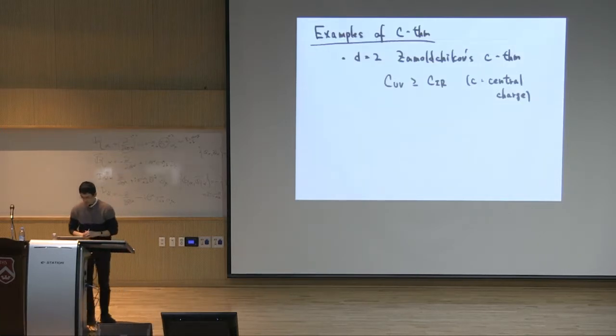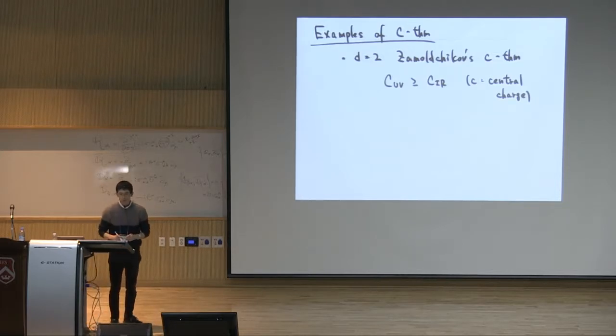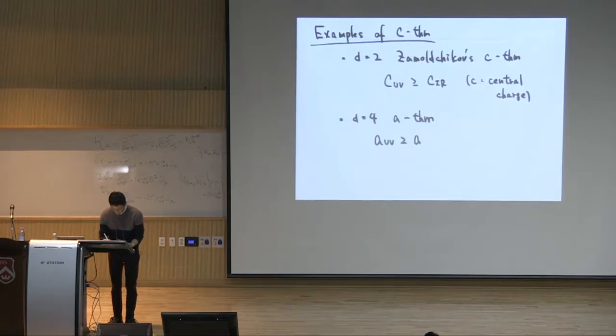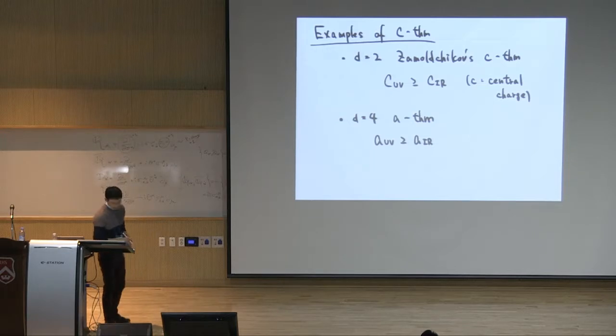Let me quickly give you a few examples and a few conjectures. Basically this is the 2D case, and probably most of you have heard of that before. And there is a 4D version. In D equals 4, there is also a C theorem, but it's not called the C theorem, but the A theorem. The A theorem argues that there are two central charges of the conformal anomaly, and one of them is called A. So A actually plays the role of the C function. This is the A theorem.